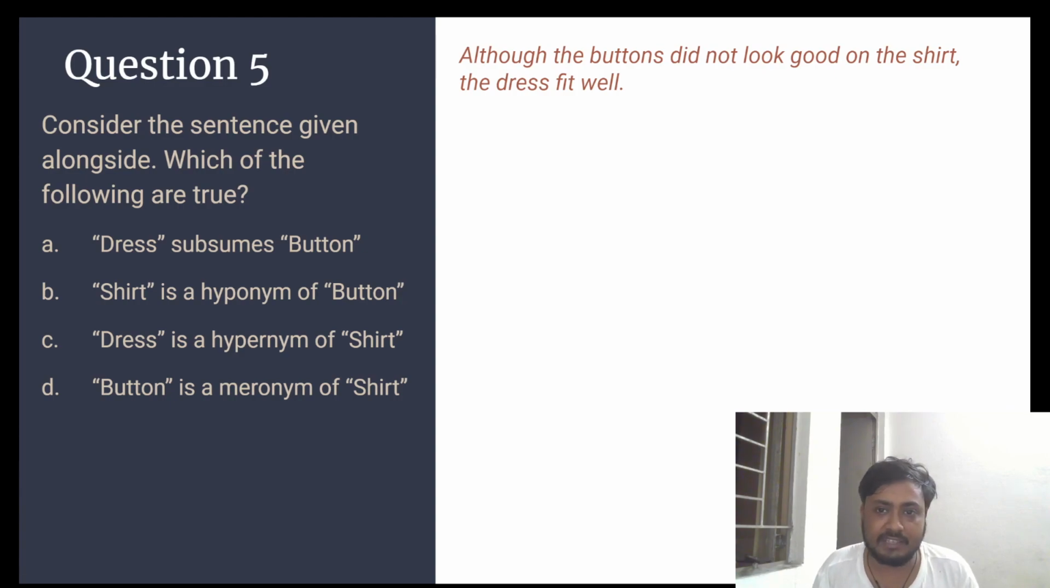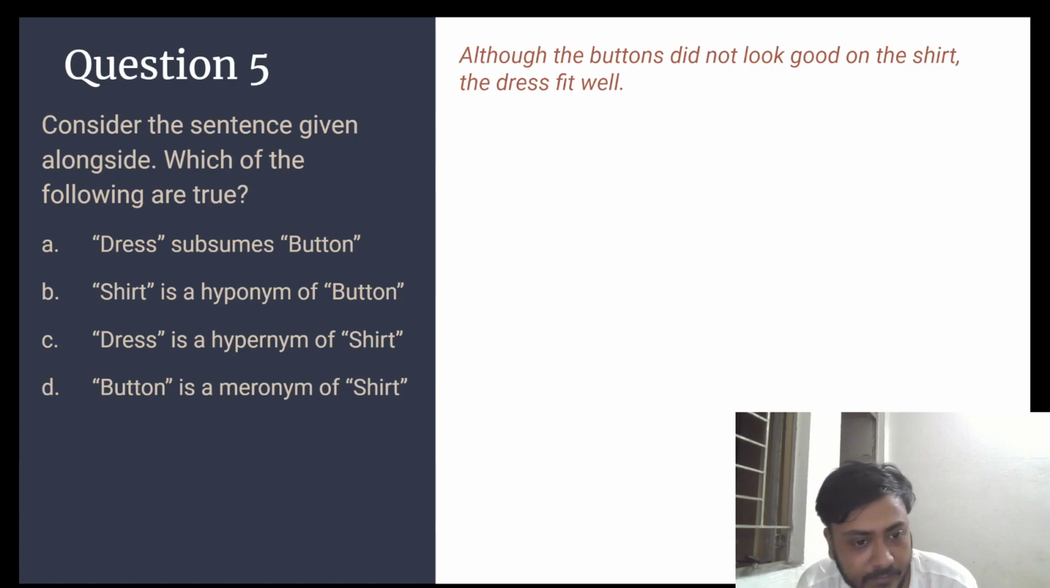So question 5: you are given a sentence. Although the buttons did not look good on the shirt, the dress fit well. You are given four statements. Which of them are true? Dress subsumes button, shirt is a hyponym of button, dress is a hypernym of shirt, and button is a meronym of shirt. Okay. So again we have some more terms, which are hyponym, hypernym and meronym. Does anybody want to guess what the answers are for this one? After that, we'll look into the definitions, of course.